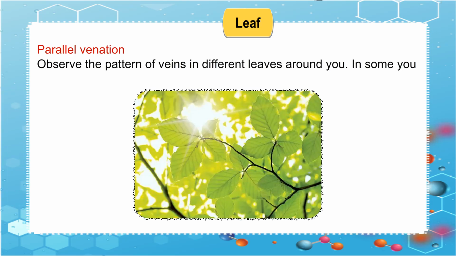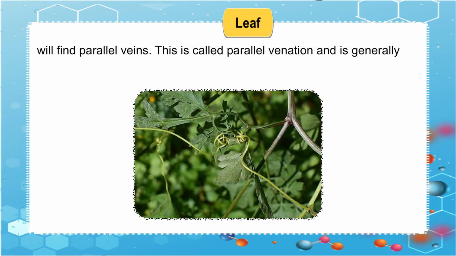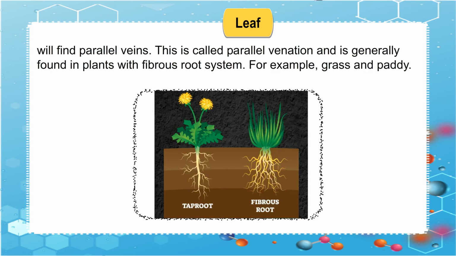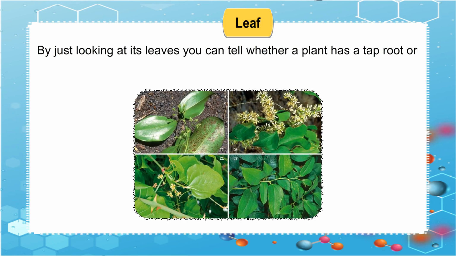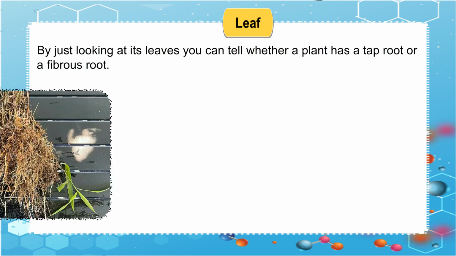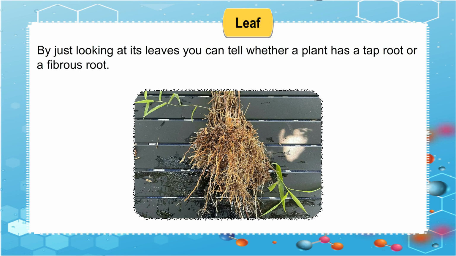Parallel venation. Observe the pattern of veins in different leaves around you. In some you will find parallel veins. This is called parallel venation and is generally found in plants with fibrous root system. For example, grass and paddy. By just looking at its leaves you can tell whether a plant has a taproot or a fibrous root.